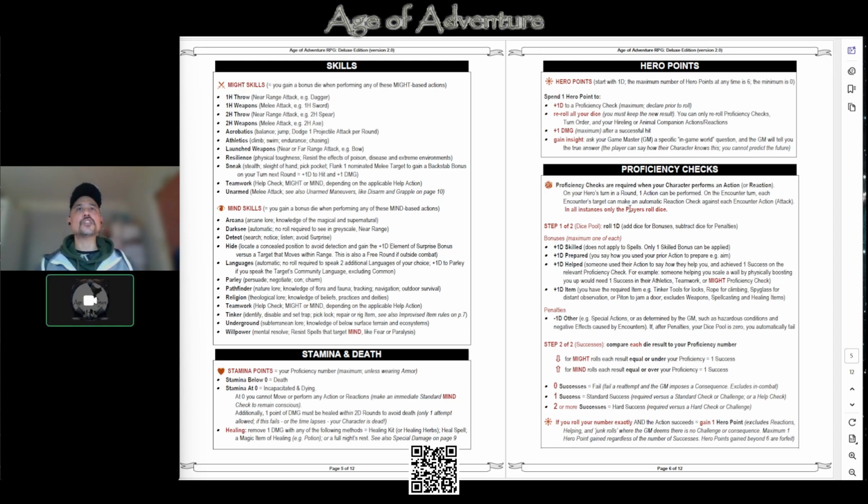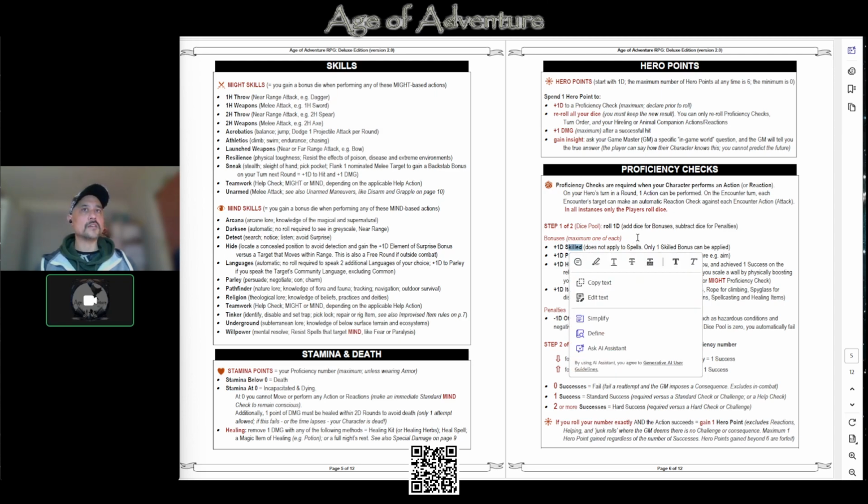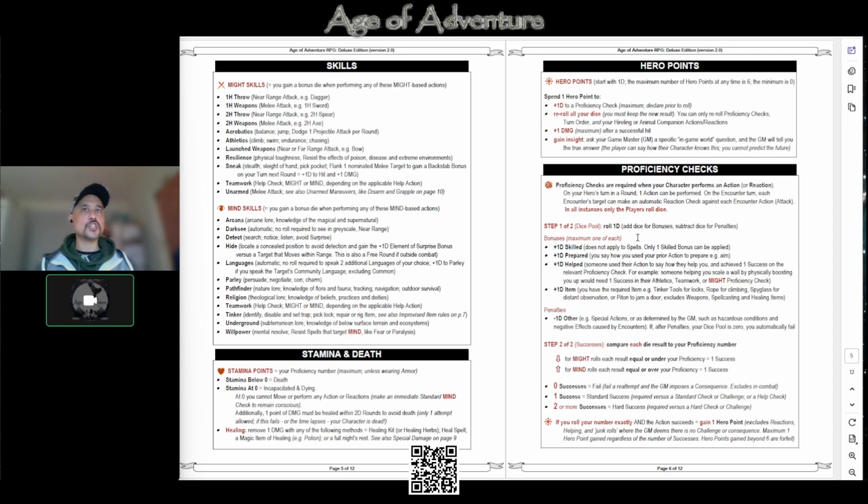So proficiency checks, how does it work? I mentioned before, the game uses a dice pool, and everyone starts with 1 dice in their dice pool, but then they'll add an extra dice if they're skilled. So as I mentioned with our Elven Archer, they would have 2 dice if they were firing a bow.